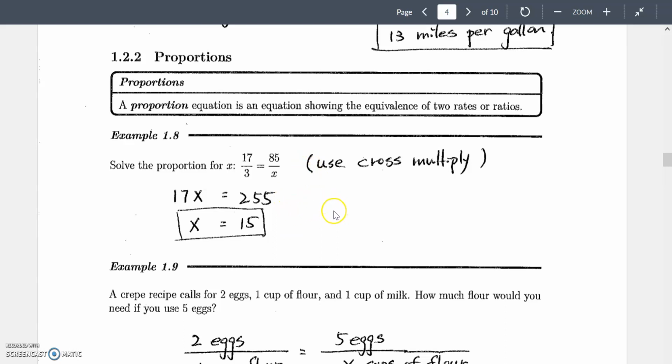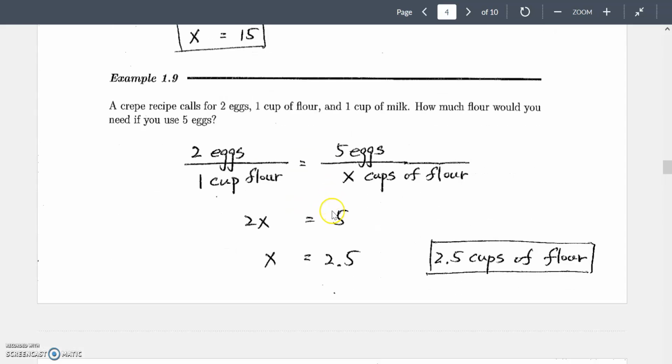Now, what do we use this for? For example, a recipe calls for 2 eggs, 1 cup of flour and 1 cup of milk. How much flour would you need if you use 5 eggs? We're going to set up what we call a proportion, so we have two rates equal to each other. On one side is the recipe itself, 2 eggs to 1 cup of flour. Now, if you have 5 eggs, how many cups of flour do you need?